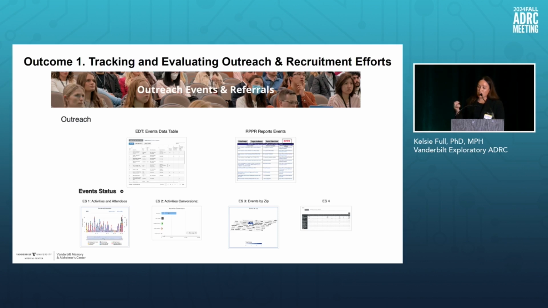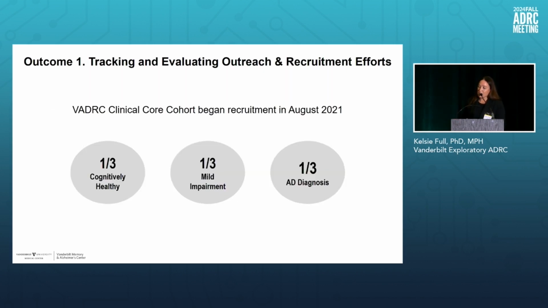So first, this is just a snapshot of the outreach events and referral dashboard. So this is really the bread and butter of what our OR team uses on a weekly basis. And you can see there's multiple reports here, but we can use this dashboard on, like I said, a weekly basis. So an example of how we use it: our clinical core cohort began recruitment in August of 2021, and the goal was for a third of our participants to be cognitively healthy, a third to have mild impairment, and a third to have an AD diagnosis.